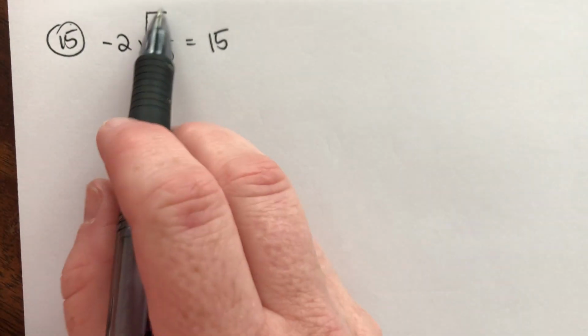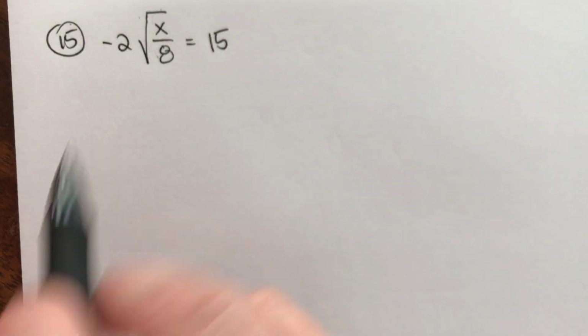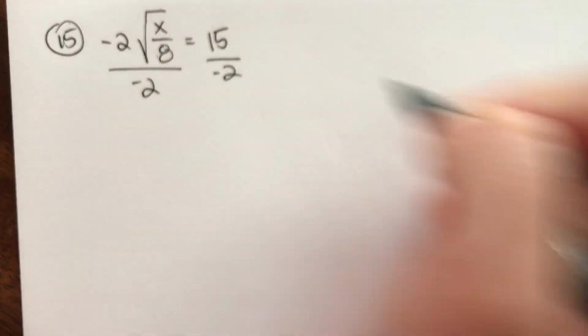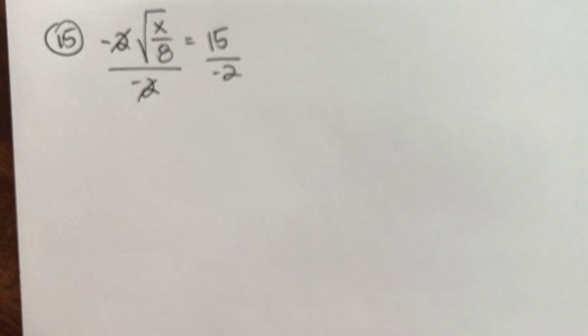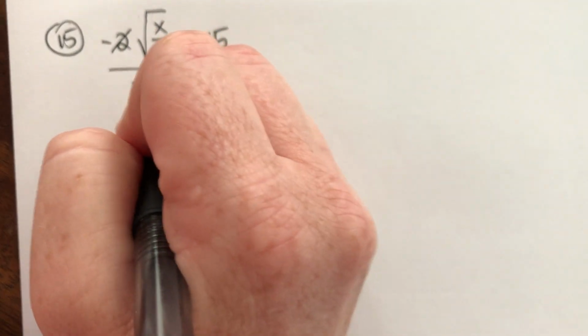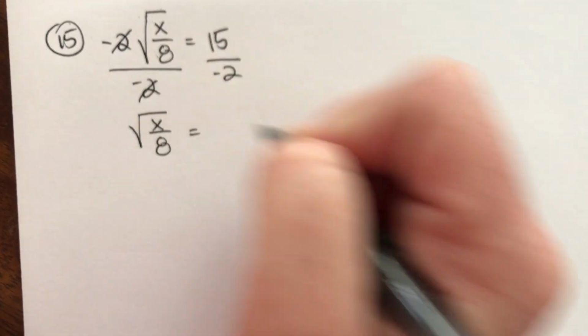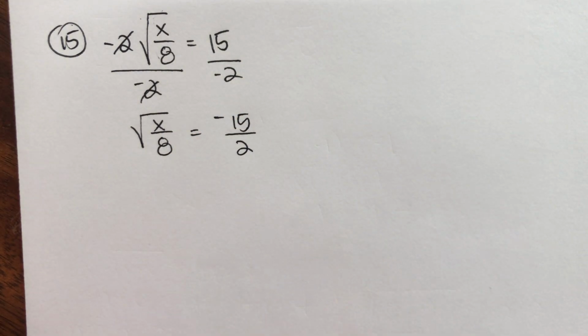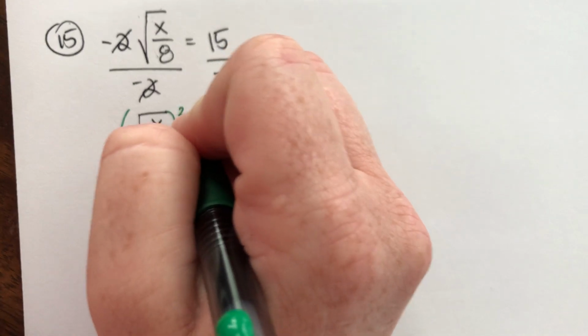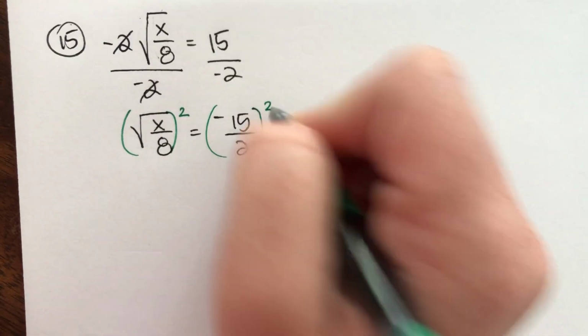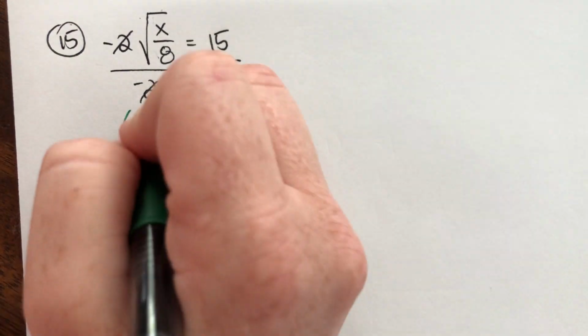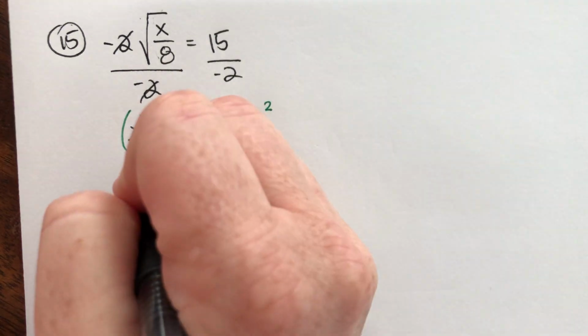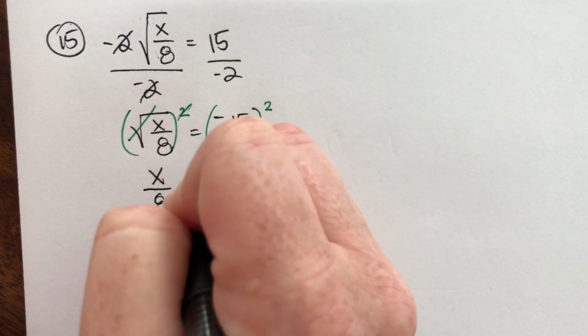First thing we have to do is get the radical sign all by itself. So I want to get rid of negative 2. So I'm going to divide by negative 2, and I'm going to divide by negative 2 over here. So these go away. So I'm left with the square root of x over 8 equals negative 15 over 2. Then I want to get rid of the radical, so I'm going to square it. And I got to do the same thing over here. Okay, so this cancels with this, and I'm left with x over 8 equals.